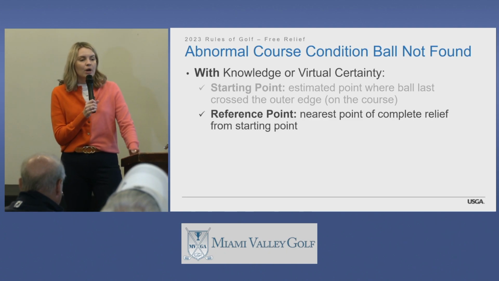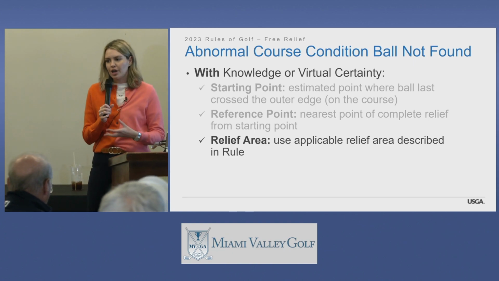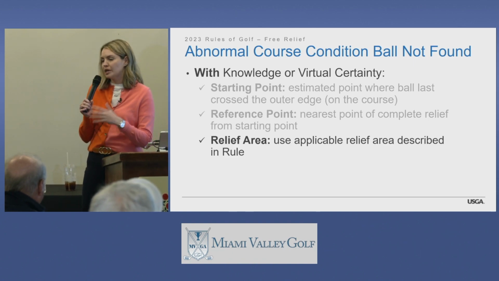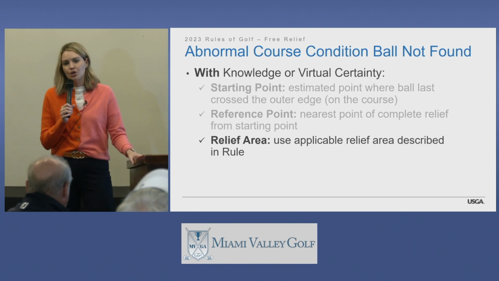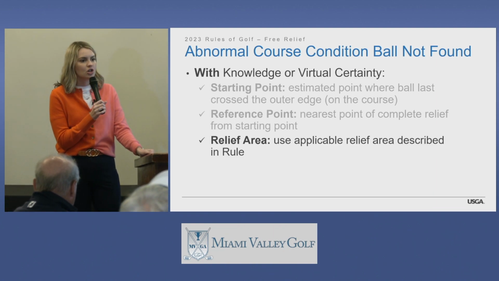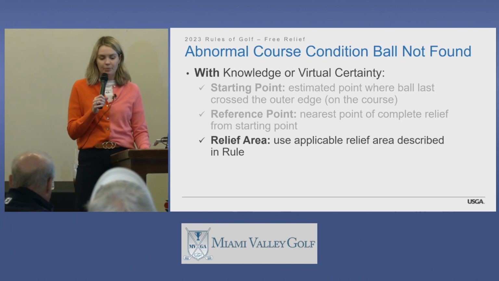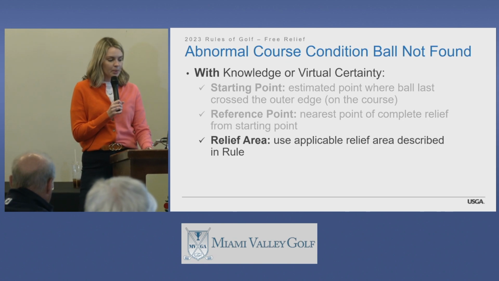And wherever you estimate the ball last entered that abnormal course condition, whatever area of the course that is, that's then how you're going to take relief. So if this is in a bunker, you're going to use the bunker relief procedure. If this happens in the general area, you're going to use the general area relief procedures.